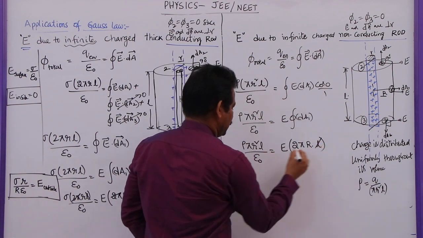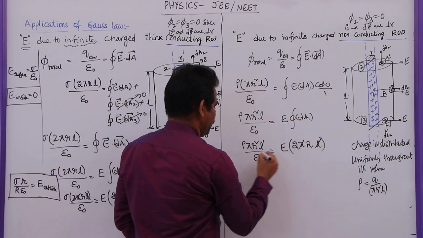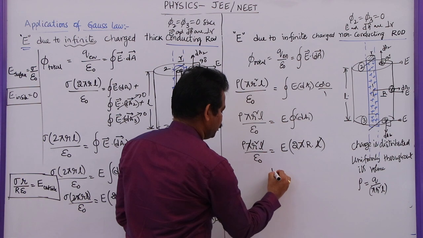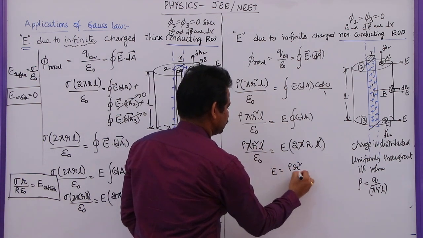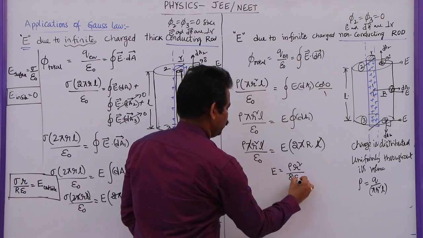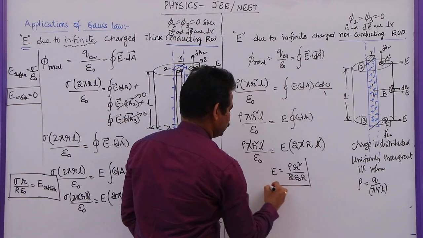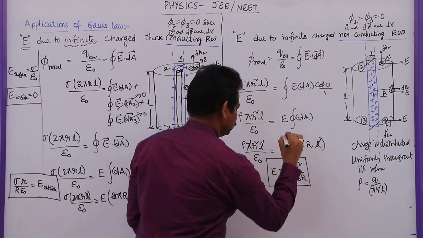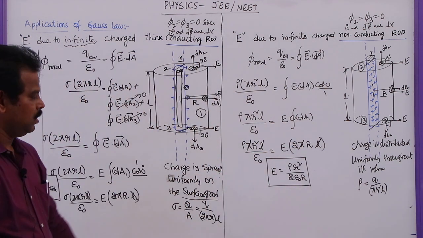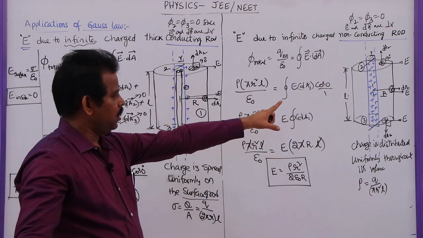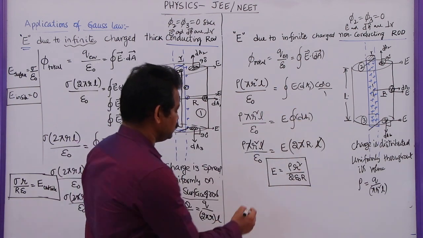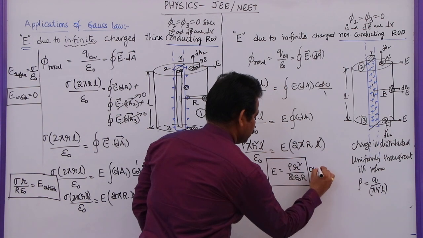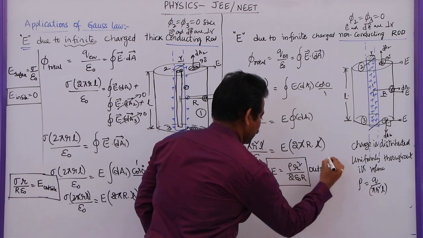Now you can cancel L and L, you can cancel pi and pi here. So the electric field is given by rho r square by 2 epsilon naught r. So this is the electric field due to a non-conducting rod at a distance r. That means this is also outside only. This is also outside the rod.